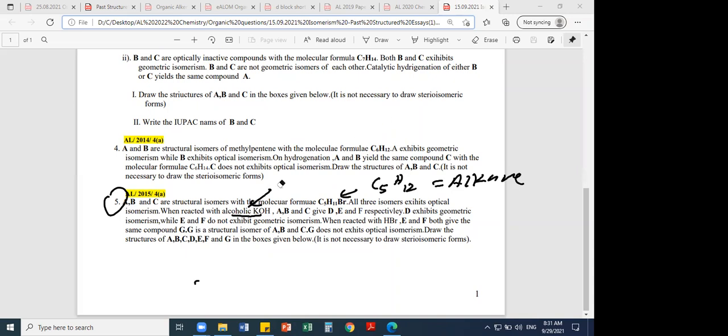We did a similar question earlier to remove HCl with alcoholic KOH. When HBr is removed, you get an alkene. These structures A, B and C give D, E and F respectively, and then D exhibits geometric isomerism. Similar set of words, they rotate. When reacted with HBr, again you first remove HBr and again react with HBr, then you get different structures, and then optical isomerism. See, all these optical and geometric isomers, and they have given a simple reaction, alcoholic KOH, one reagent.